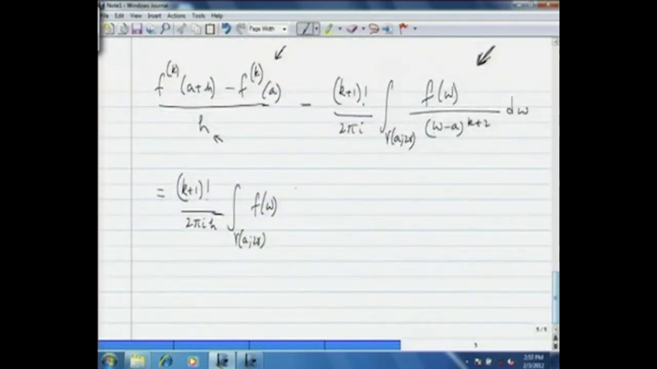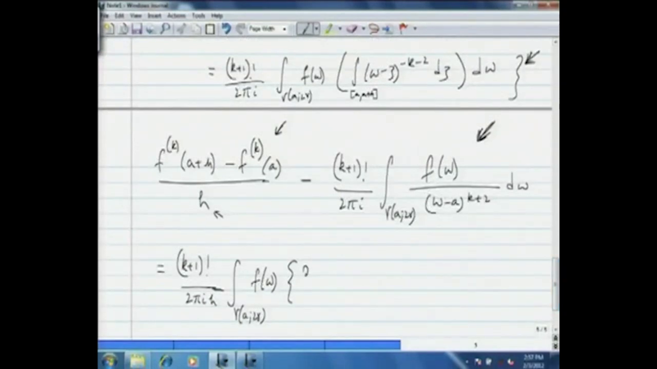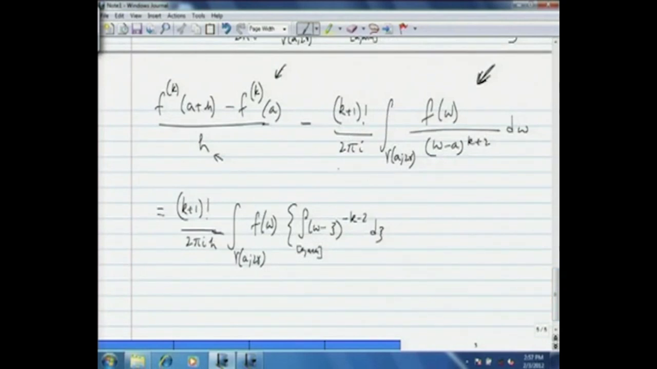Okay. So, what I will do is I will record that here. This is w, the integration of (w minus zeta) raised to minus k minus 2 d zeta on the contour a plus h. Okay. And then I have this second expression here, which I will record in the integrand. So, this is minus, there is an h here in the denominator. So, this gathers an h times (w minus a) raised to minus k minus 2, dw. Okay. So, this part comes from this here, and then the rest is from the first expression here.